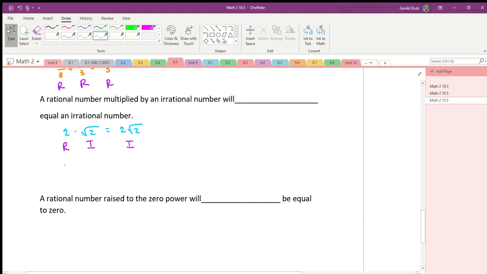But what if I do 0 times the square root of 2? That equals 0. So that's a rational number times an irrational number equaling a rational number. So we just discovered that when we multiply a rational times an irrational, it could be either irrational or rational. So sometimes it will equal an irrational number, sometimes it won't.